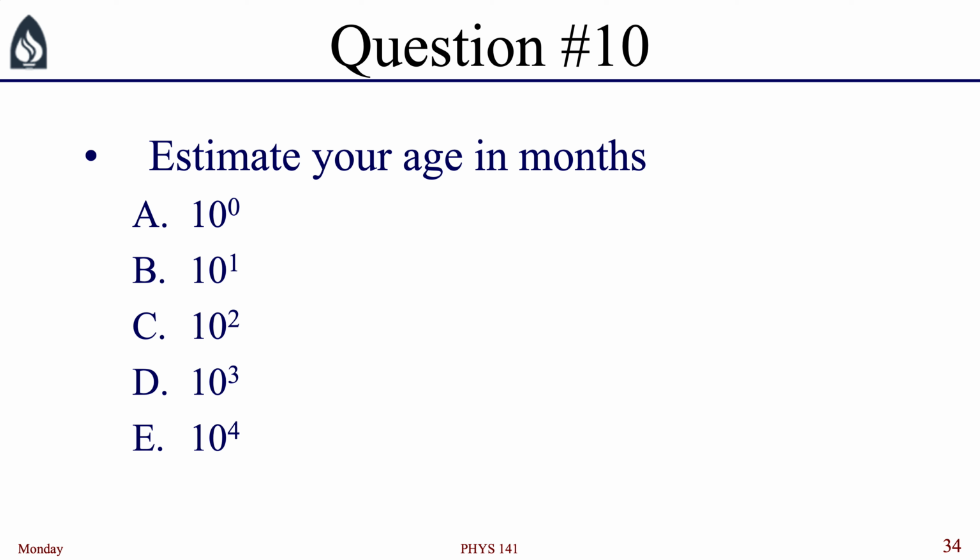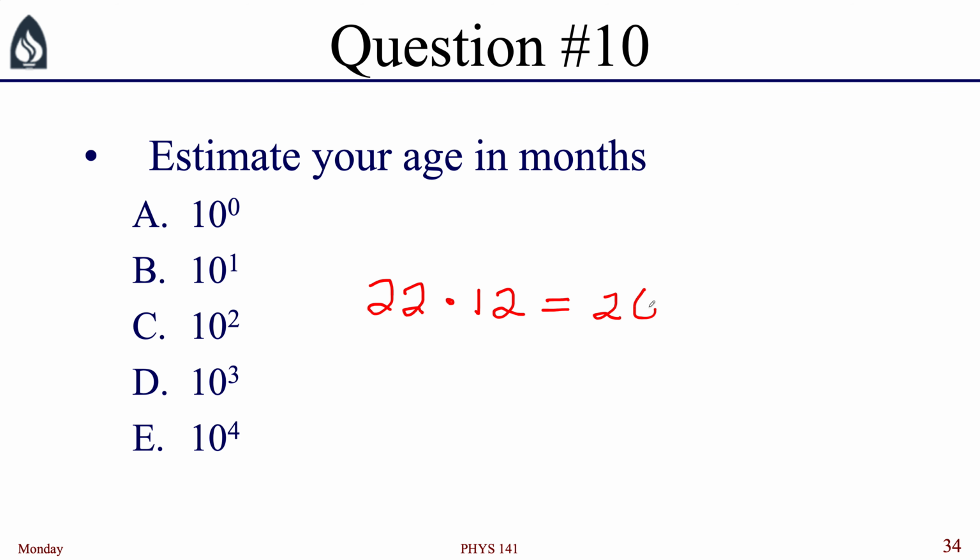Okay, so let's take a look at this calculation. If we're estimating your age in months, well, first you have to specify your age. So let's say that your age is approximately 22. So then you would write down 22 and multiply by the number of months in a year. So if you're 22 years old, and each year has 12 months in it, then you would get an answer of 264.